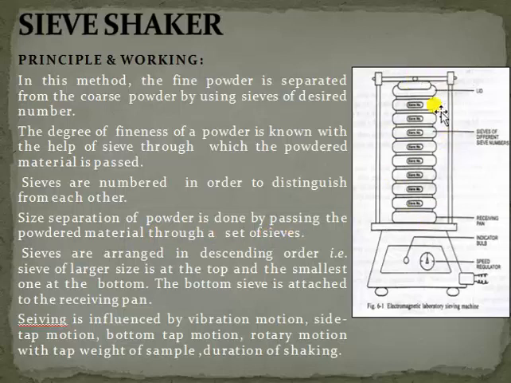Here you can see the set of sieves. Sieves are arranged in descending order, that is, sieves of larger size at the top and the smallest one at the bottom. The bottom sieve is attached to the receiving pan. Here you can see the receiving pan. The particles with larger size will be retained on the top sieve and the finest powder will be collected at the bottom.